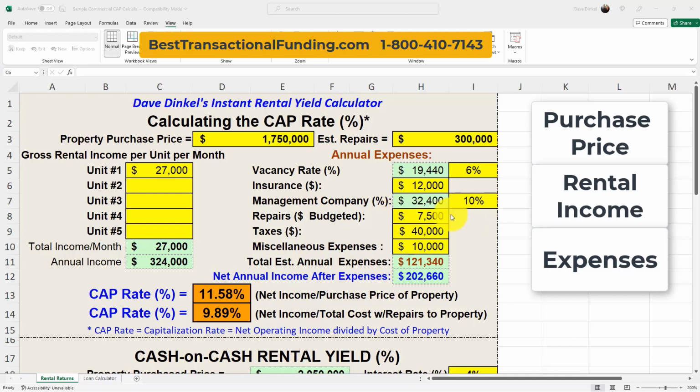Repairs budgeted $7,500. Remember, I put in $10,000 per unit up here. Taxes, $40,000. That's based on about 2 to 2.5% of the purchase price, but it's a fill-in number. If you find out the actual taxes on this property, which are in the public record, are $24,000, you can plug that in. If they're $50,000, plug that in. And I threw in a number for miscellaneous expenses.